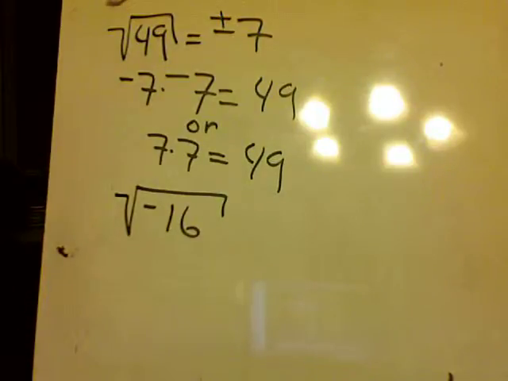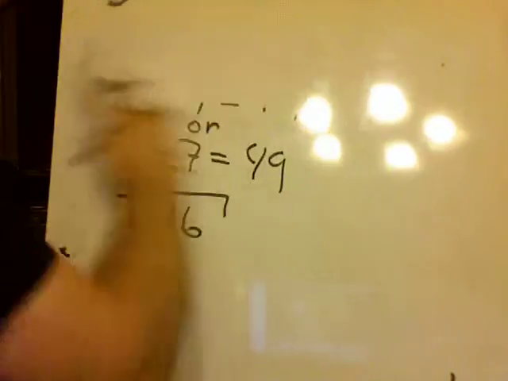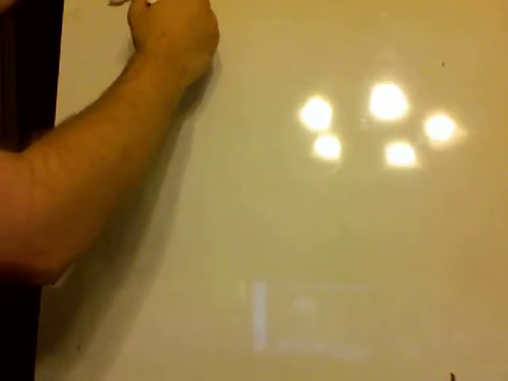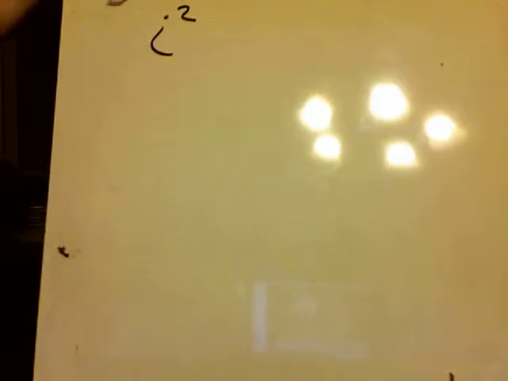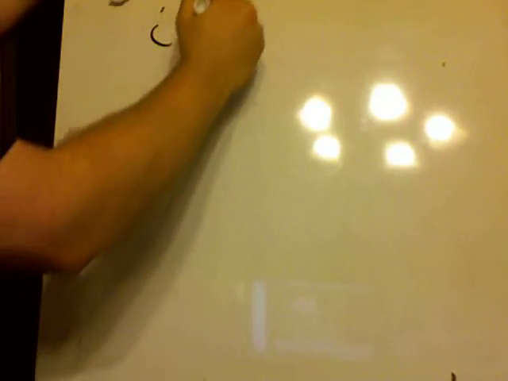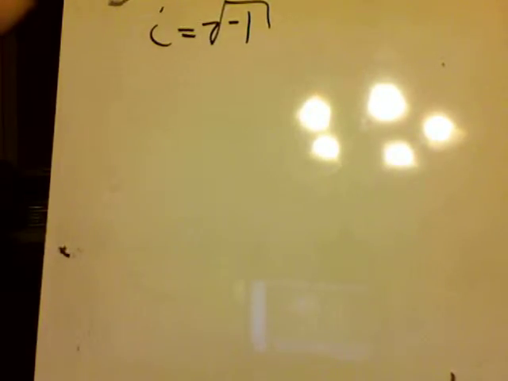Well, there isn't one. So what we have is this little thing called the imaginary unit, or an imaginary number, called i. And the imaginary unit, or imaginary number, is equal to the square root of negative 1.